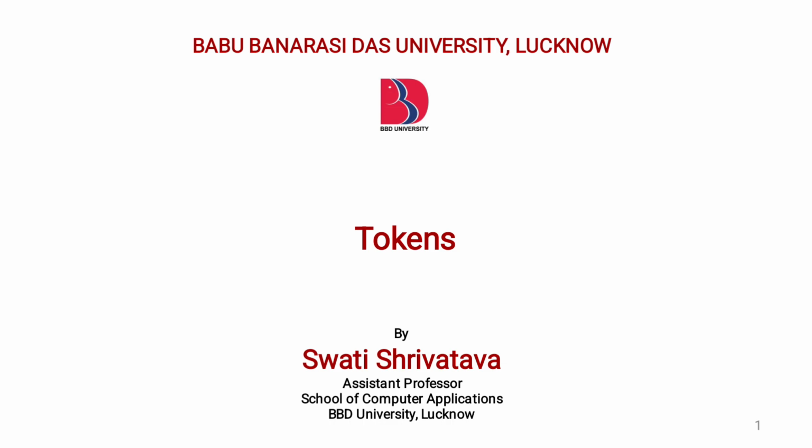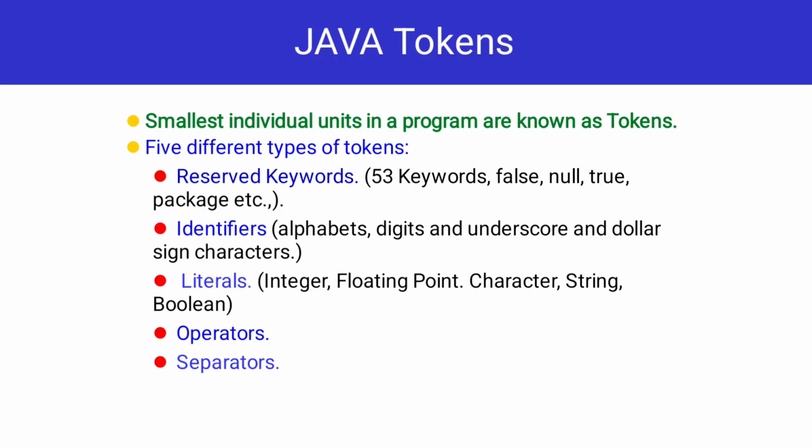Now I start with the topic of token. What is a Java token? A Java token is the smallest individual unit in the program. Java tokens can be divided into the following categories: keyword, identifier, literals, operator, separator, as well as punctuator.